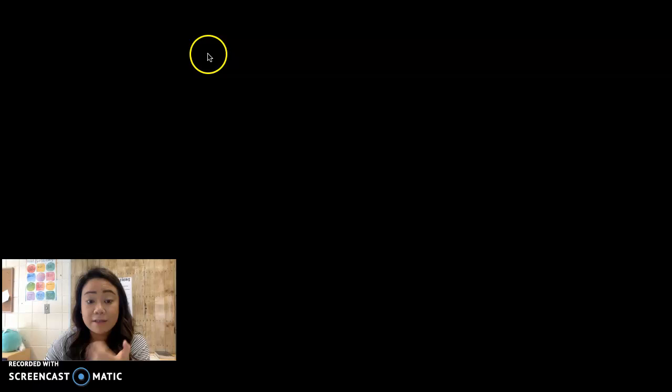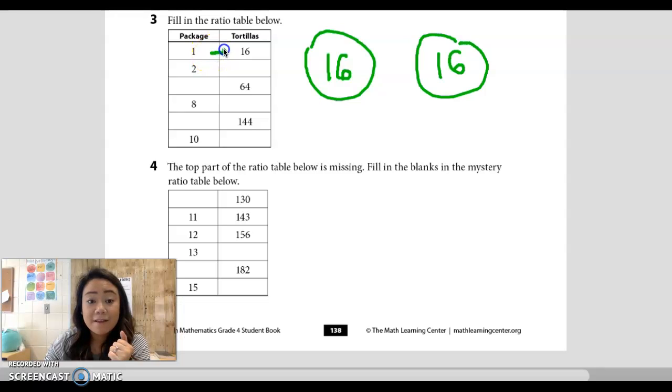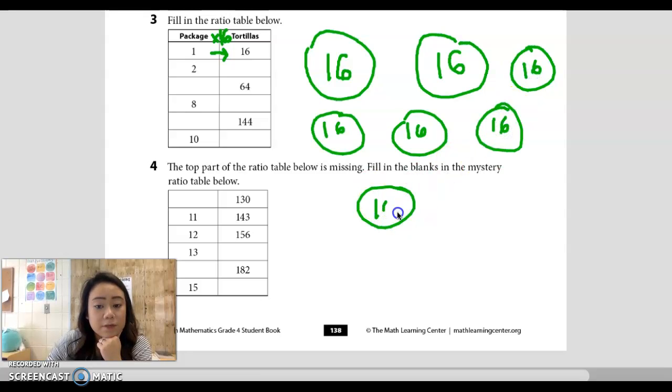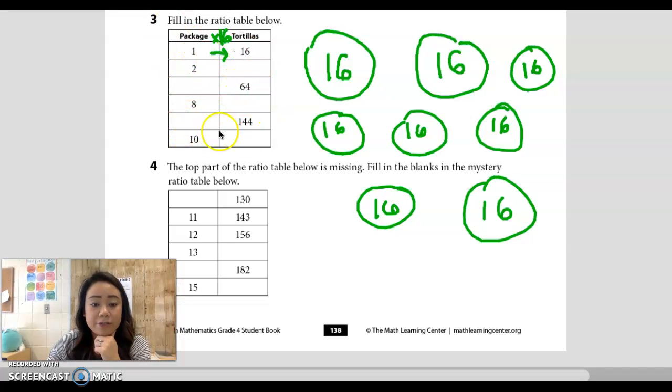So in other words, the pattern for this is times 16. All right, 8. If I have 8 packages, so if I have 8, that is 5, 6, 7, 8. How many total tortillas do I have all together? Okay, so this whole ratio table is for you to figure that out.